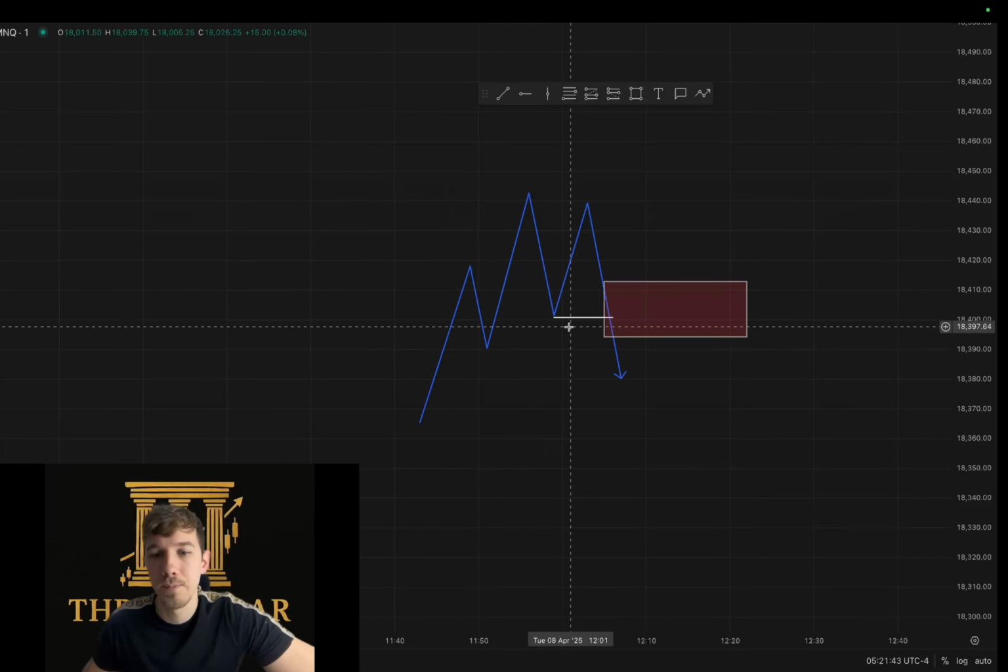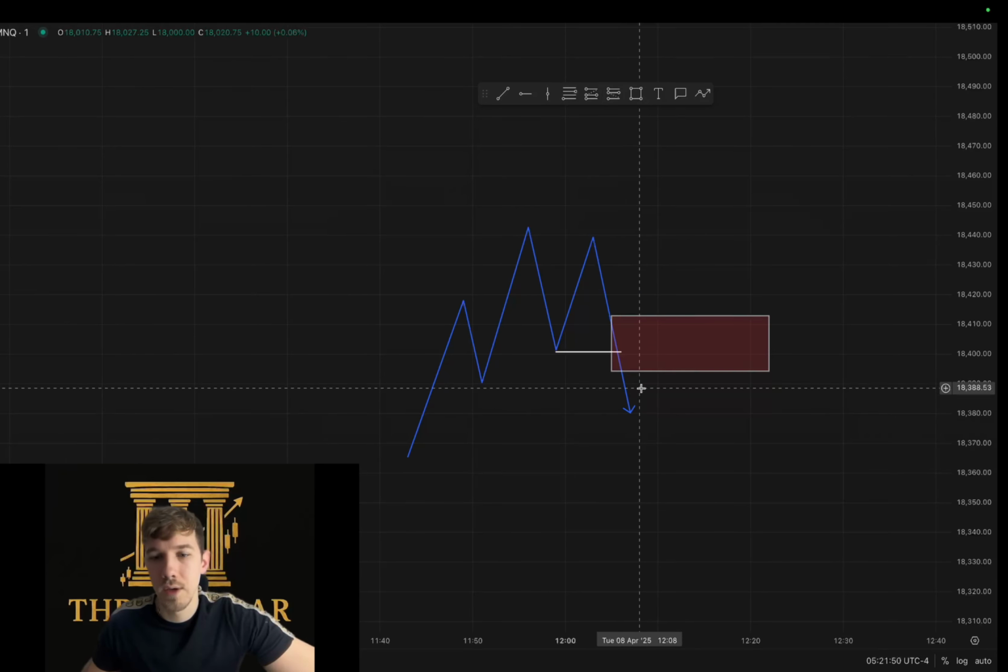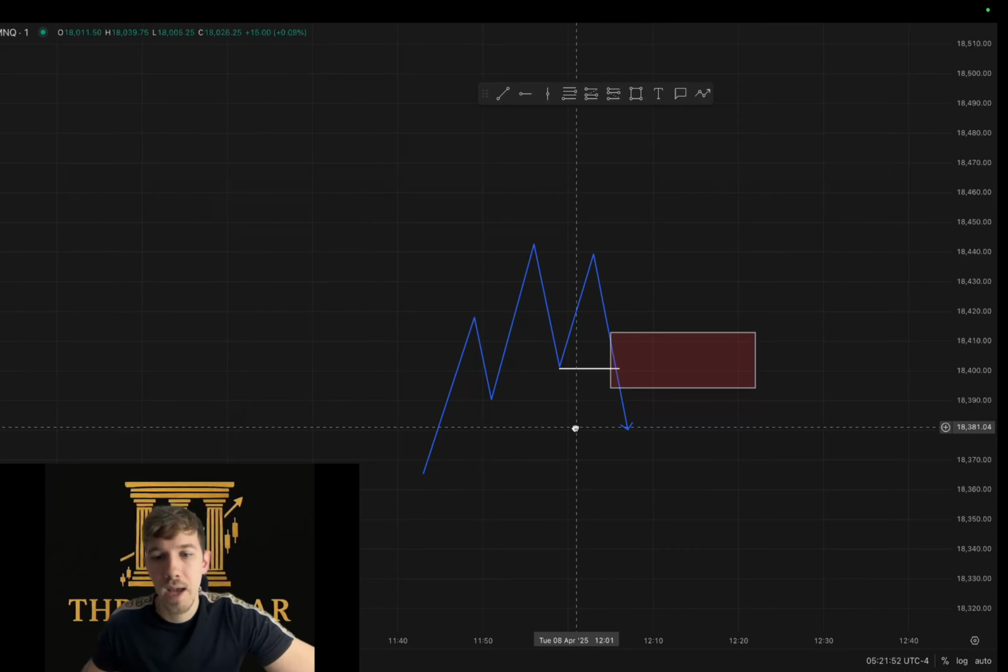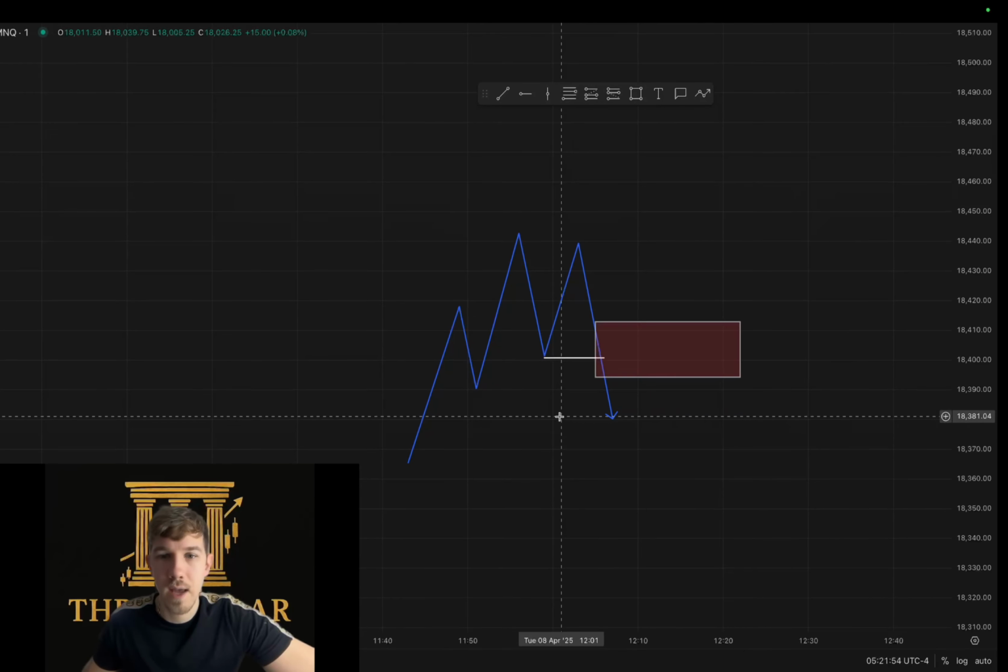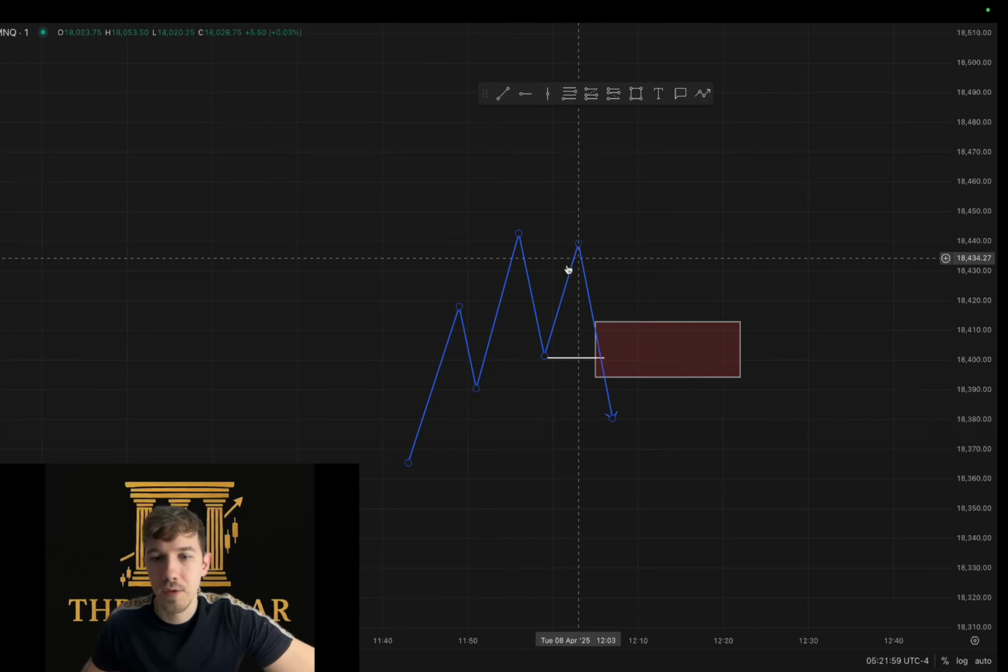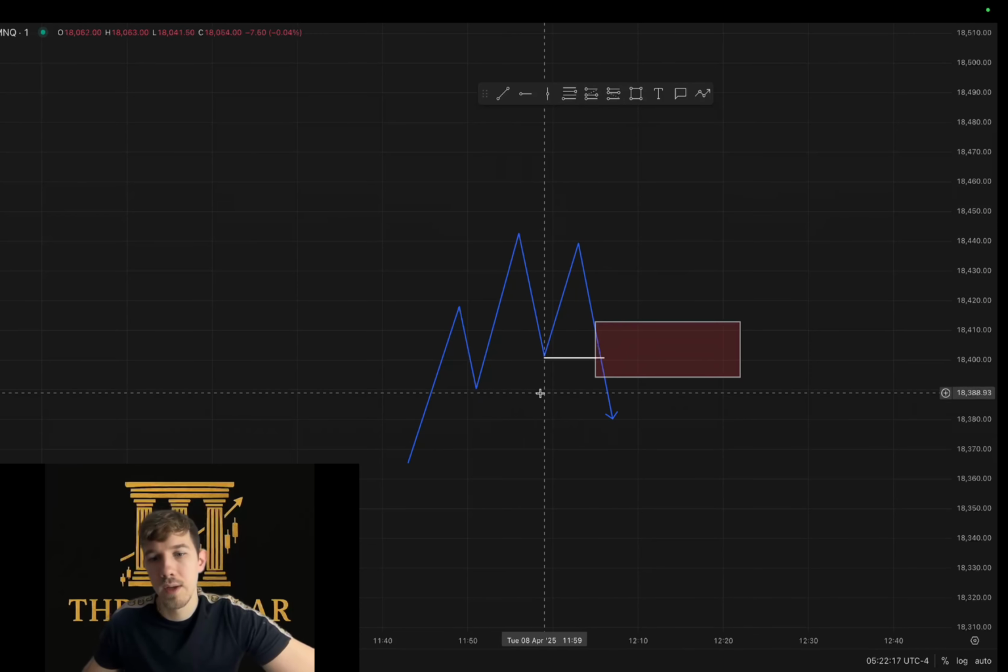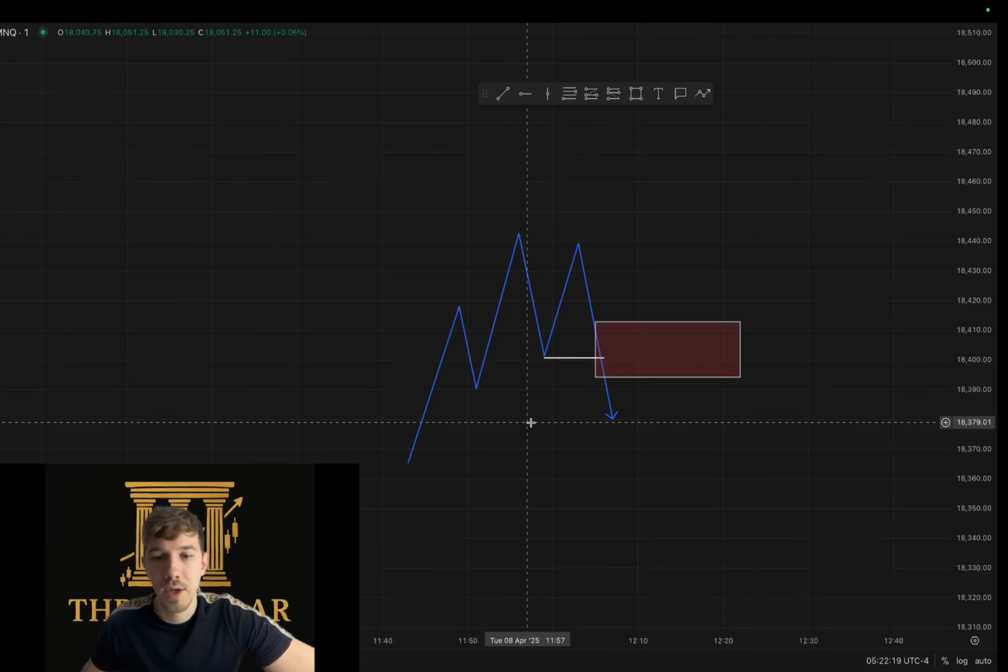It's also crucial that we get market structure shifts on both pairs, MNQ and ES, as we want to be aligned in price and make sure that both pairs are wanting to go in the direction that you're intending to go. So now that you've seen what it looks like here, I'm going to show you on the actual charts on a trade that I took.